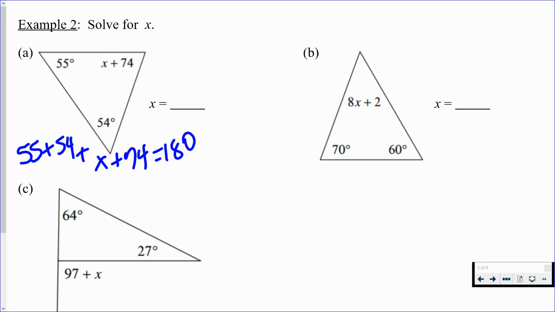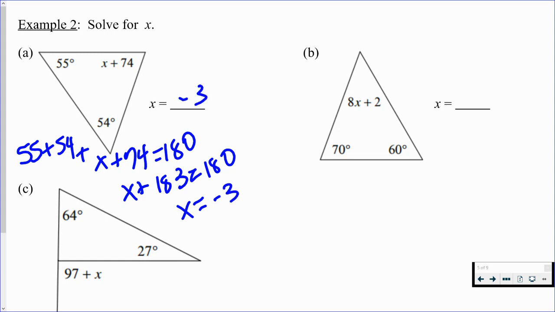If we work through this one, we need to go ahead and combine our like terms. So we're going to add 55 plus 54 plus 74. That's going to give us 183. So we have x plus 183 equals 180. Subtract 183 and x has to be -3.